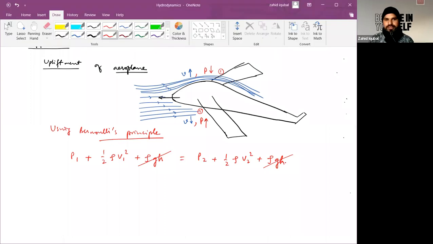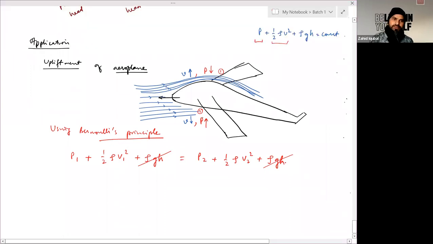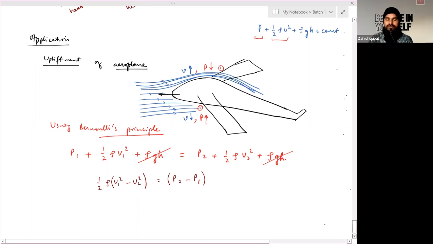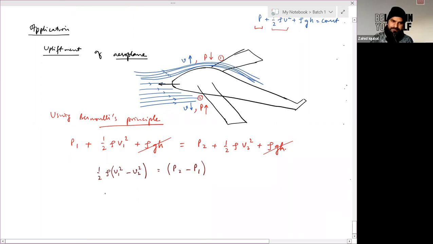Now, in the lower side, pressure is more, that is P2. So move P1 to the right side and the other term to the left side. So 1/2 rho (V1 square minus V2 square) equals P2 minus P1. This net pressure will be capable of uplifting this entire thing. So pressure equals force divided by area.